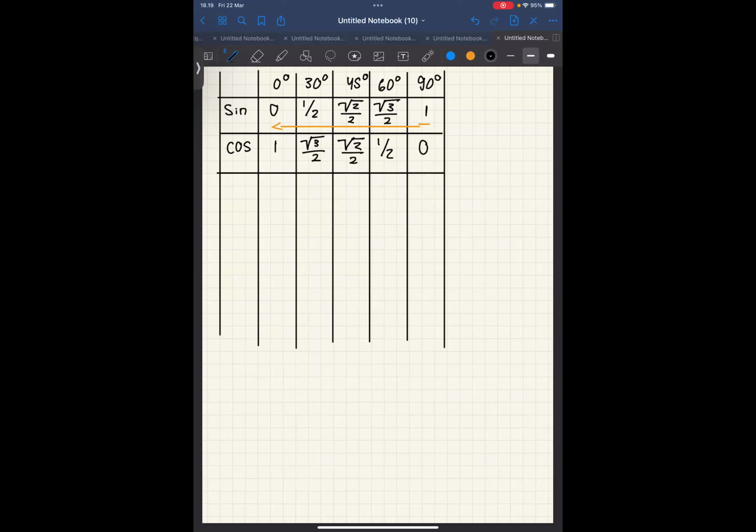Then we are going to find the tangents. Tangent is basically sine over cosine. So we're going to find tangent for 0 degrees, which is sine 0 degrees over cosine 0 degrees, which is 0 over 1, which results in 0. So tangent 0 degrees is 0. Then we're going to look for tangent 30 degrees.